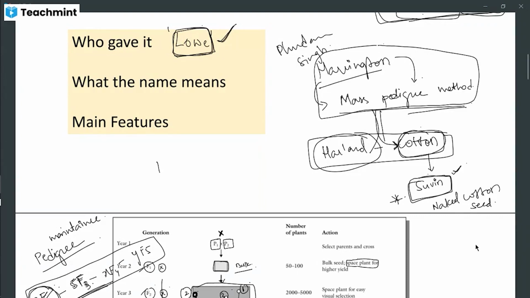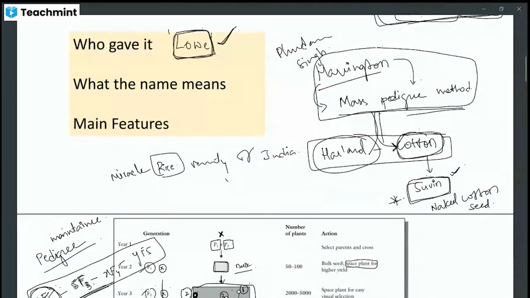Does anyone know the miracle rice variety of India? What is the miracle rice variety of India? Jaya. Right. So Jaya was also developed using this pedigree method. Can anyone name the parents of Jaya? What is the parentage of Jaya?